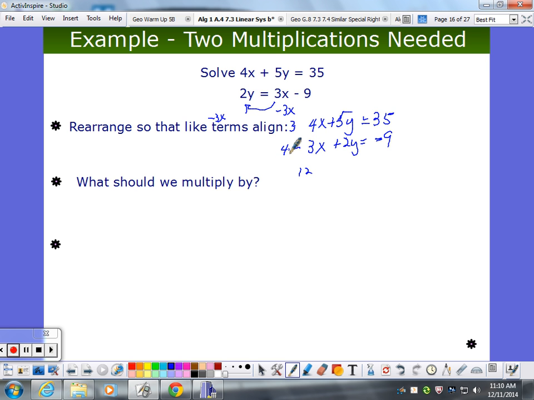And maybe that's the easiest, maybe it isn't. I always check what does it take to change my y's? Well, what's the least common multiple here? 10. So what would I multiply this by? 2. And what would I multiply that by? Well, negative, right? Because these are the same. I don't know, what's easier? Pick one.